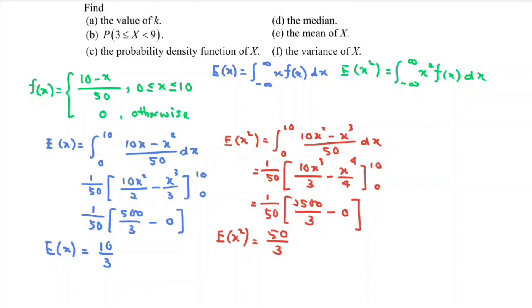Next is to find the variance. Substitute the formula. We have 50 over 3 minus (10 over 3) squared. So the variance will be equal to 50 over 9.